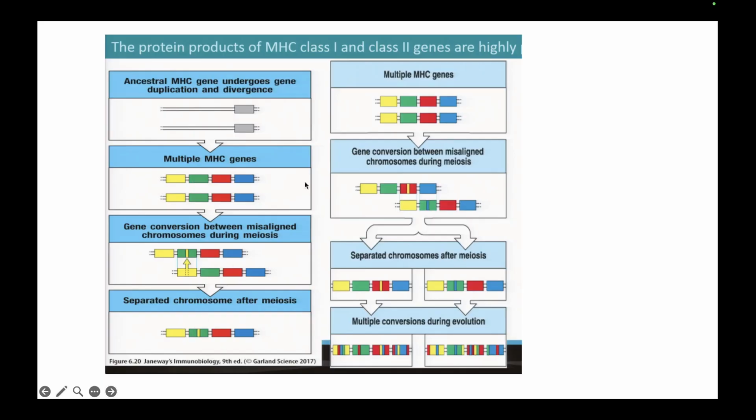So now I have multiple MHC genes, and the gene conversion between the misaligned chromosomes during meiosis generates variety there itself, and then the chromosomes separate after meiosis. Due to these multiple conversion events during evolution, we are having a variety and this many MHC genes. That has been inherited by the progeny as well, and all are codominantly expressed.